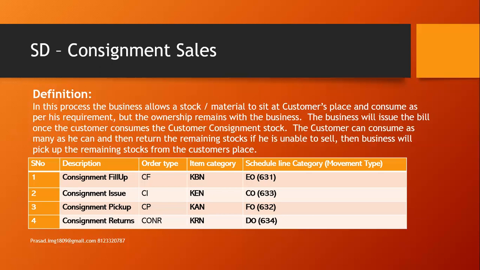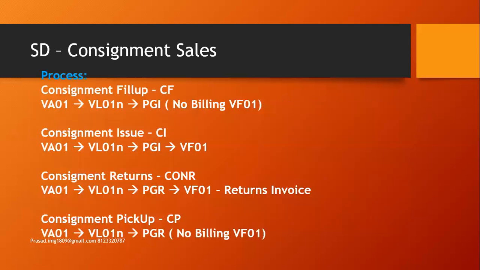Please remember this one. And we will see the process how it looks like. So the consignment fill up, where we create the sales order and delivery, and PGI will also be there, but there will not be any billing document generated. It is not relevant for billing.